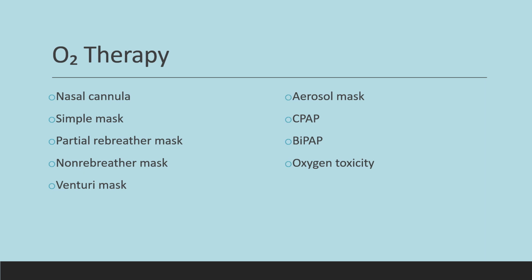The Venturi mask has a fixed performance that delivers oxygen at high concentrations. The oxygen is delivered at a range of 4 to 10 liters per minute.